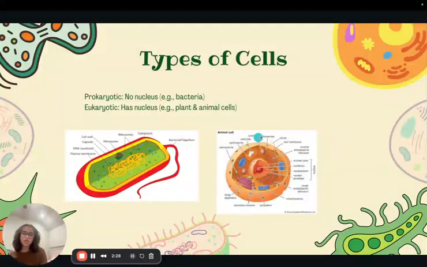Eukaryotic, I like to think of evolved. So E for eukaryotic, U for evolved. They have a nucleus. They have more organelles. They're a lot bigger. They have a lot more space than prokaryotic, which obviously don't have a nucleus. They don't have as many organelles, so they have quite less organelles. So that is just the general thing. Again, in my next video, I'm going to go more in depth about it.